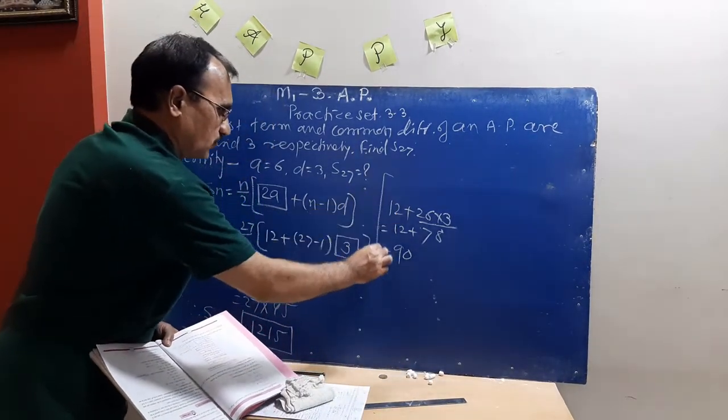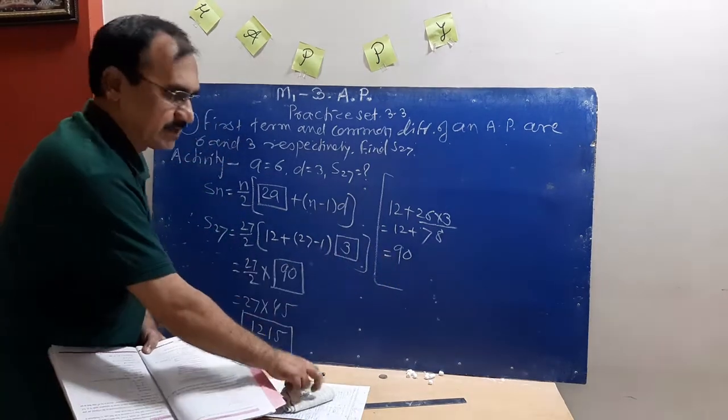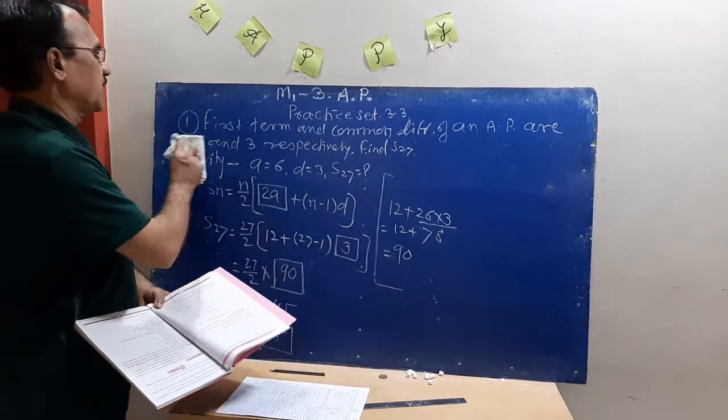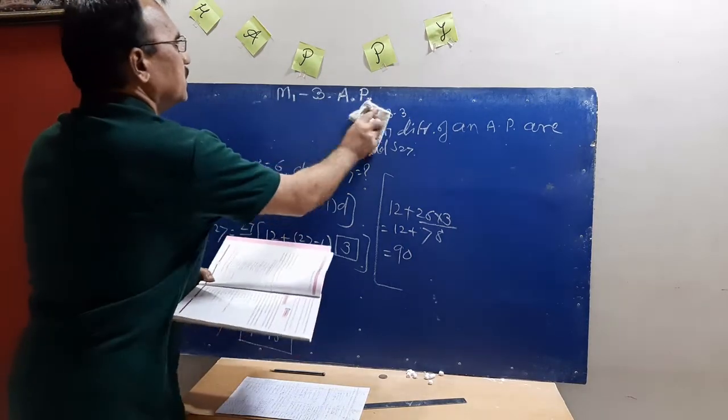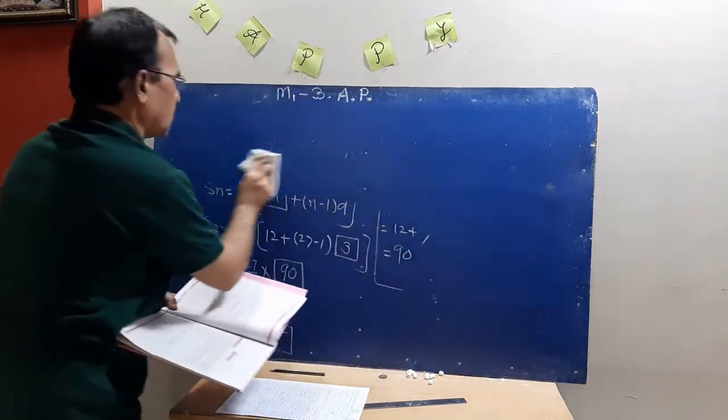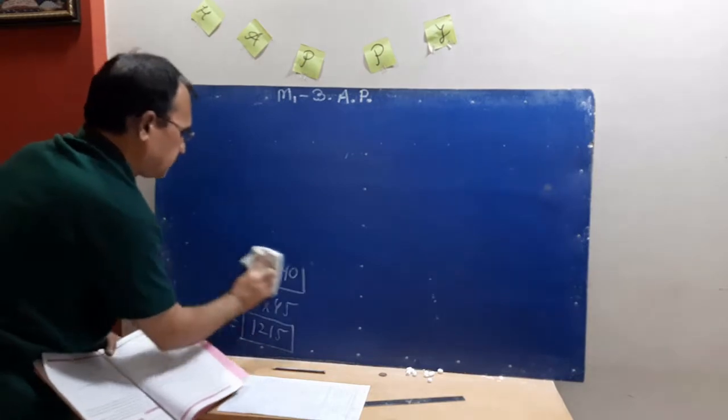If you want, you can do rough calculation on the right hand side of the answer paper of this page. Then the next example is the third one, same practice set.